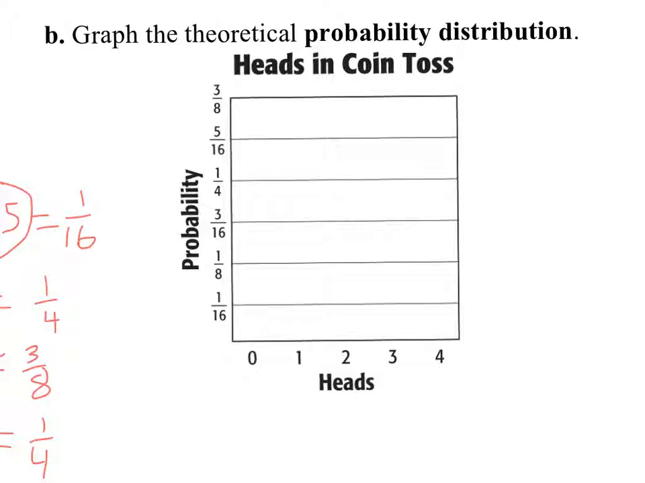So for the total of 0, the probability was 1 over 16, so I make a bar that goes to 1 over 16, and I'll even shade that in. Okay, and try to make all of the bars the same thickness. So for 1, our probability was 1 over 4.